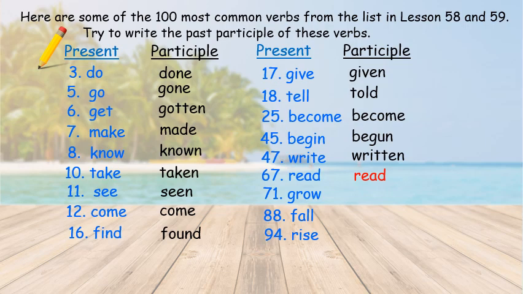71. Grow. Grown. 88. Fall. Fallen. 94. Rise. Raised or risen. The past participle for the rest of the verbs in the list is the same as the past tense form of the verb.